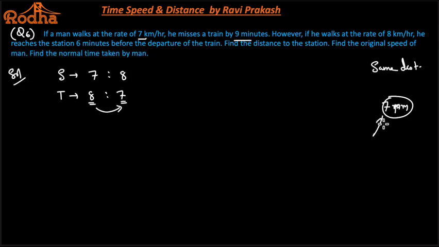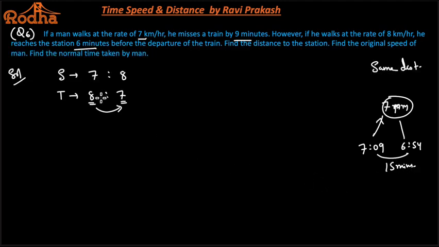That means he reaches the station at 7:09. That is after 9 minutes. And in the other case, he reaches 6 minutes early. That means he reaches at 6:54. Correct. So what is the time difference here? 9 minutes after and 6 minutes early will create a difference of 15 minutes, right.